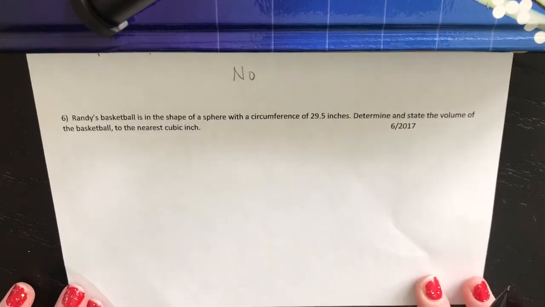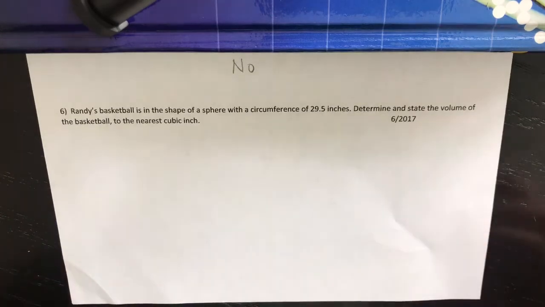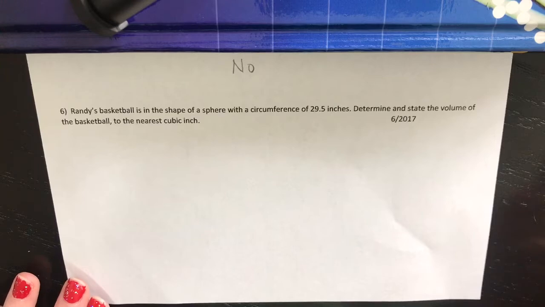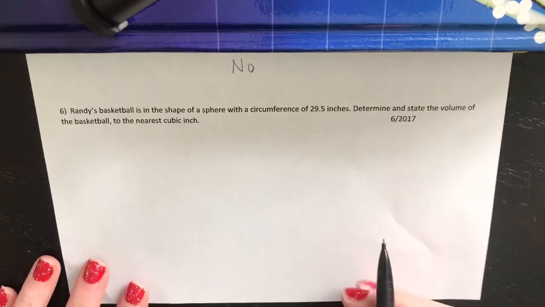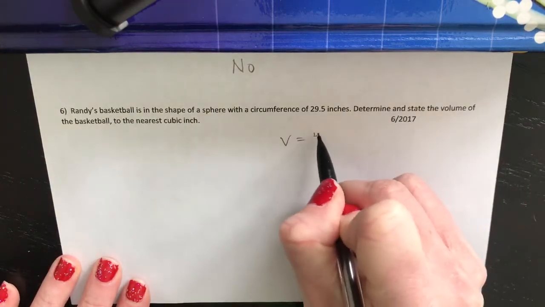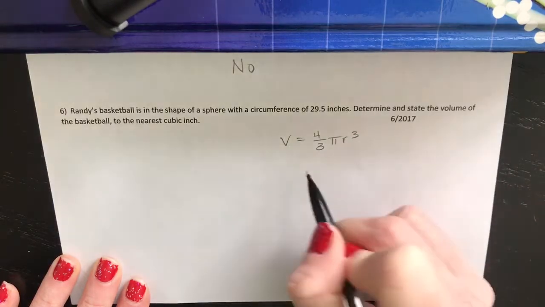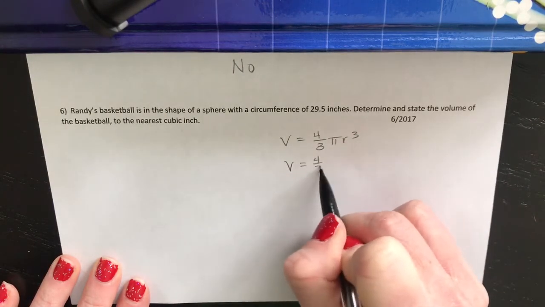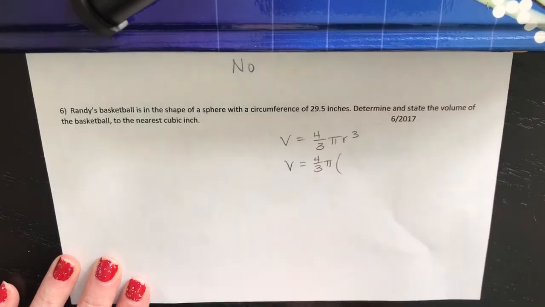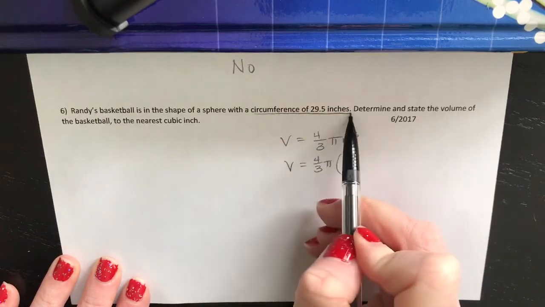Okay, and our last one for sphere. This is from an old Regents exam. Randy's basketball is in the shape of a sphere with a circumference of 29.5 inches. Determine and state the volume of the basketball to the nearest cubic inch. If we write the volume of a sphere formula, we wind up with this. The problem is they don't directly give us the radius, so I need to figure it out. But they do give us the circumference.